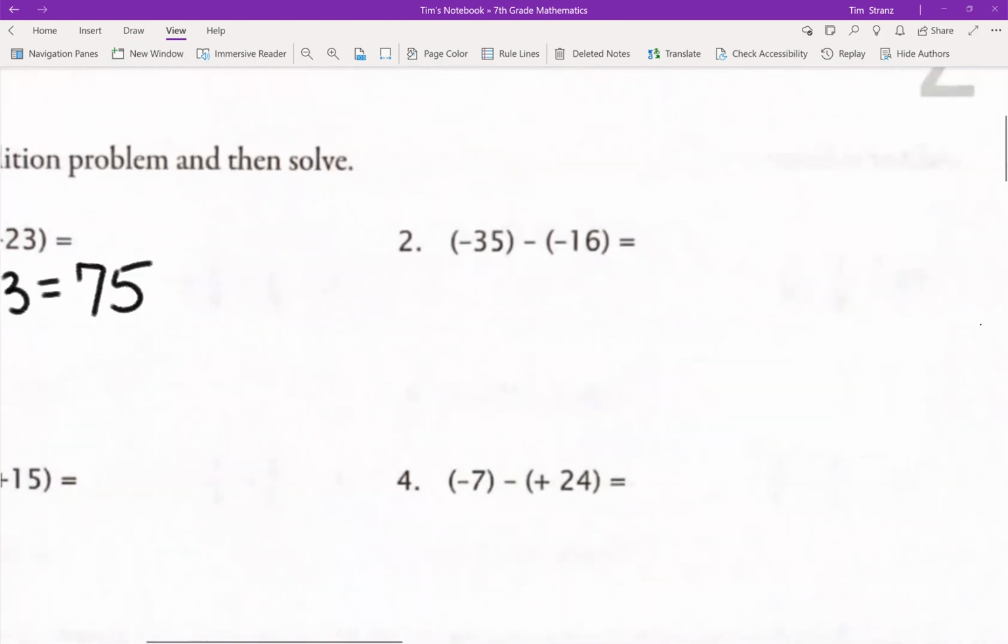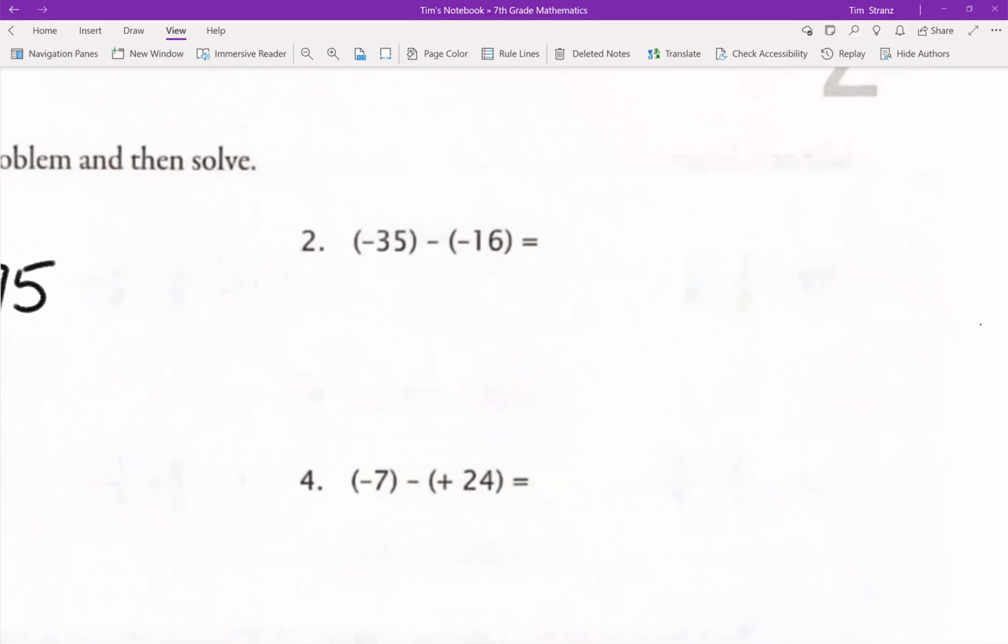All right, number 2, we have negative 35 minus a negative 16. So the negative 35 is going to stay the same. We're going to change this into an addition problem. So again, you have two negatives back to back, which means it's going to change into a positive 16. Okay, so negative 35 plus 16. You're still going to have a negative number, but it's going to be a smaller negative number. It's going to be negative 19.